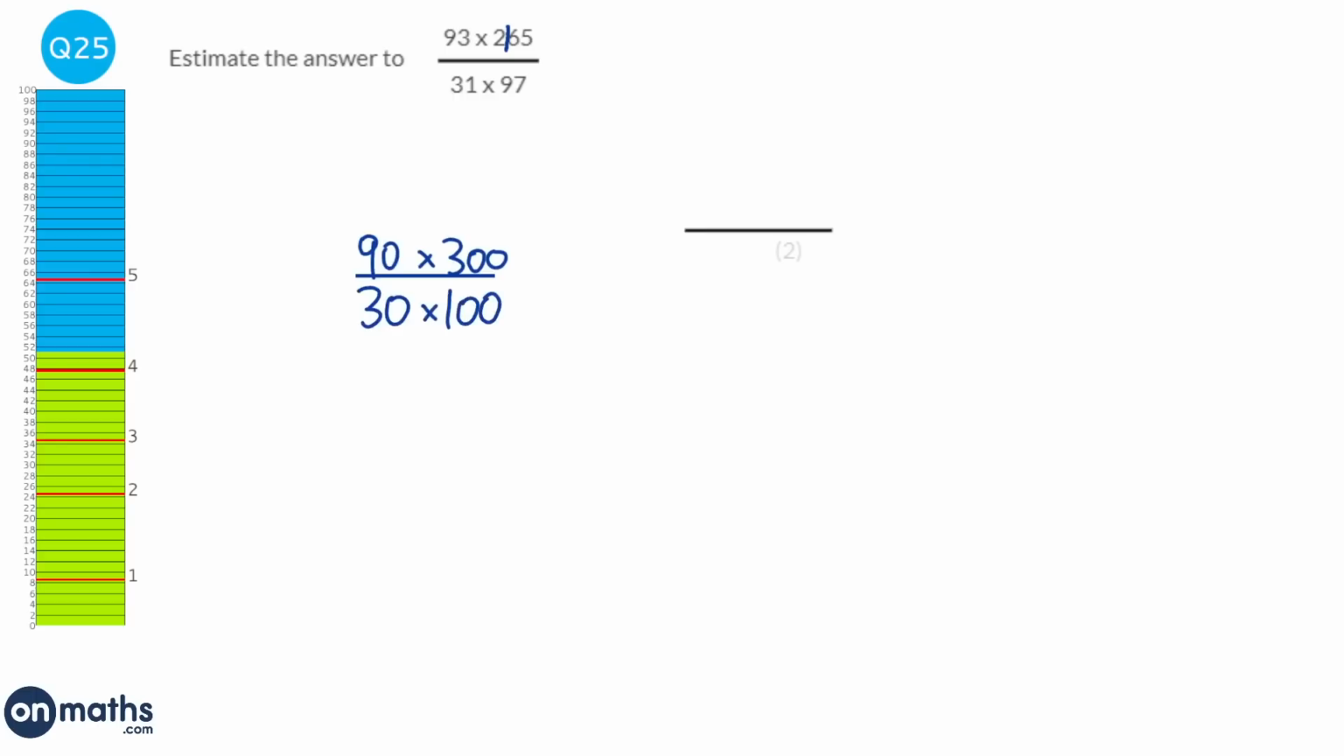Now the next step is to see things that we can cancel here. So we can divide top and bottom by 10 to make that a 9 and make that a 3. We can divide top and bottom by 100, make that a 3, make that 1. And we can divide top and bottom by 3, so that will make that 1, and that will make that 1. And so at the top we've got 9 times 1, which is 9, and at the bottom we've got 1 times 1. So 9 divided by 1 is just 9. So our answer will be 9.